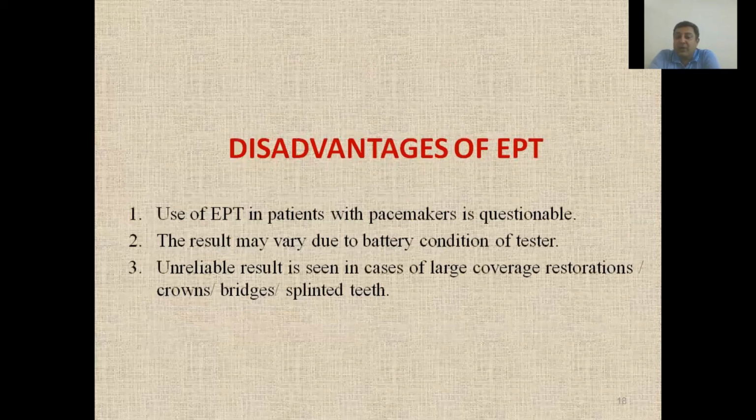Next, what are some disadvantages of electric pulp test? The use of electric pulp test in patients with a pacemaker is questionable. That means the results will not be reliable in case of patients with a pacemaker. The results may vary due to the battery condition of this pulp tester. Unreliable results are seen in cases of large coverage restorations, crowns, bridges, or splinted teeth. These are all the disadvantages of electric pulp test.